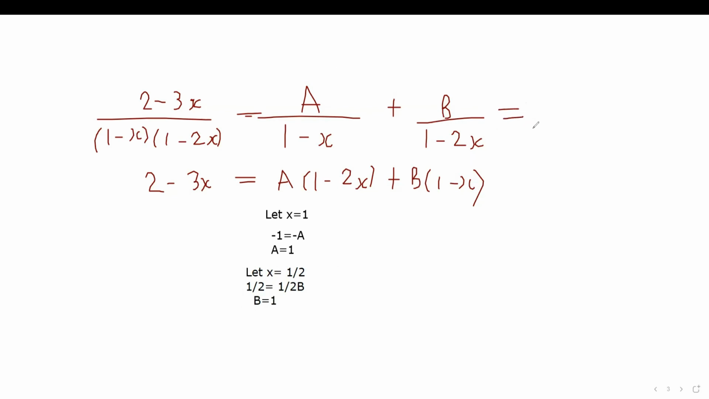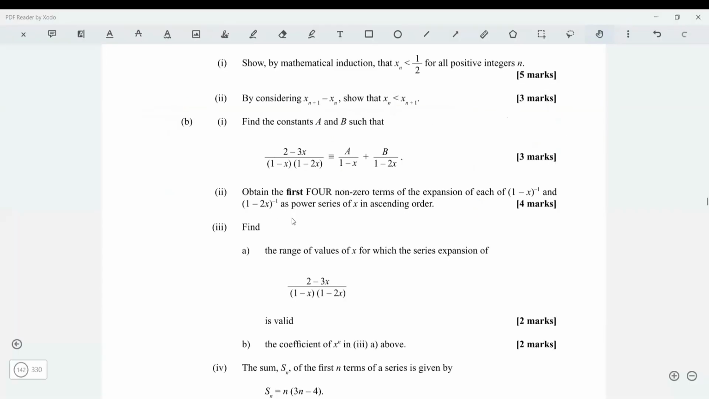So that was what they wanted, to find a and b. You can say it's just 1 over 1 minus x plus 1 over 1 minus 2x. That's not bad at all. Now let's see. Find the constants a and b.